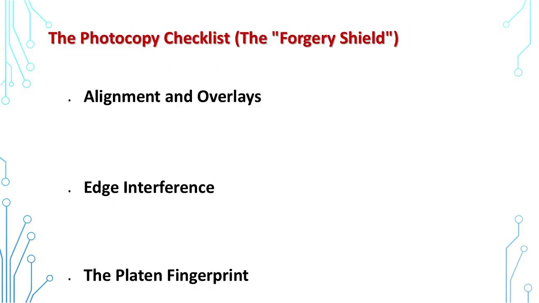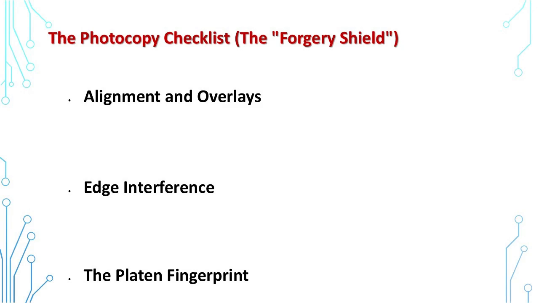The checklist for the photocopy, that is the forgery sheet. Look at the alignment and overlays. Request a transparency overlay test. If the signature on page 10 of a contract perfectly aligns with a signature from a different page or document, it's mathematically impossible for a man to sign twice identically. Such a signature is a cut and paste.